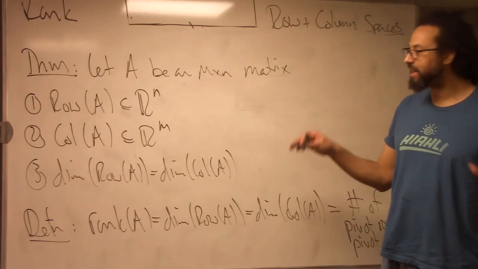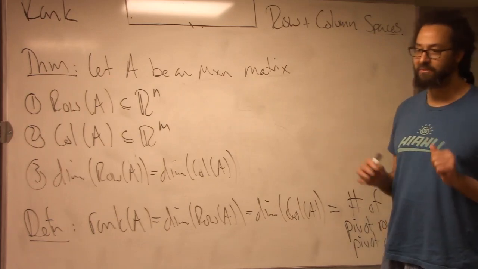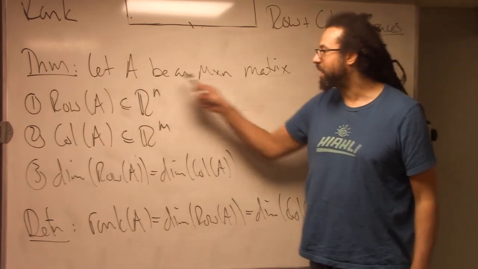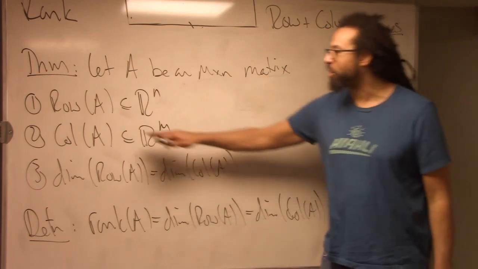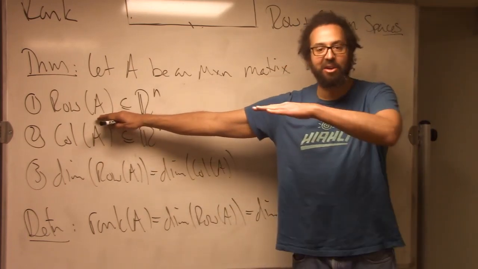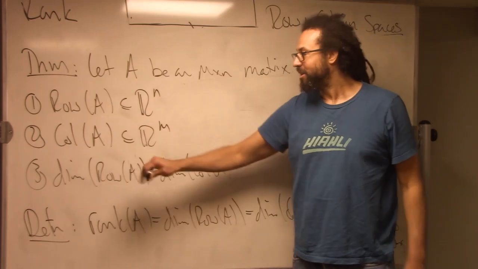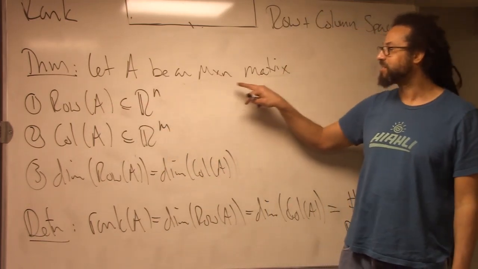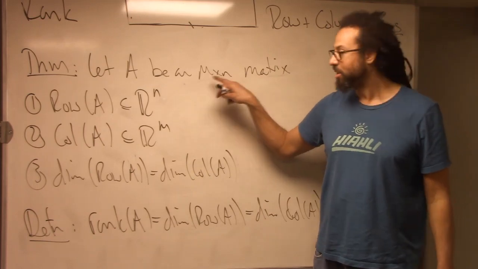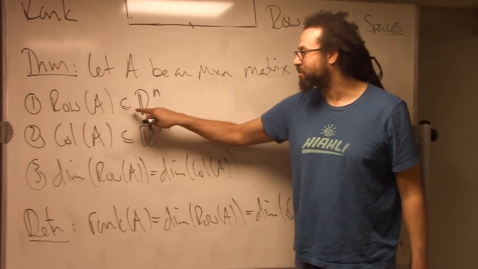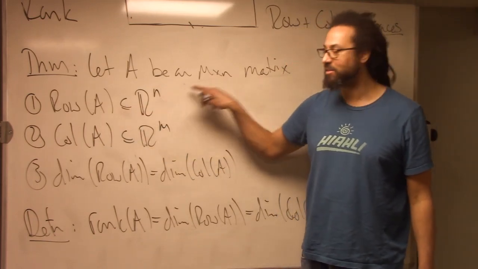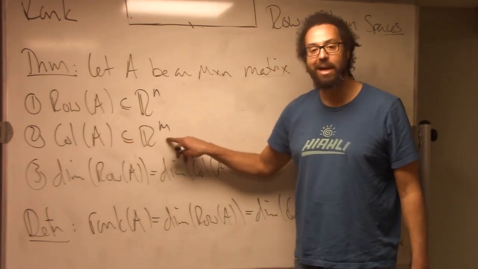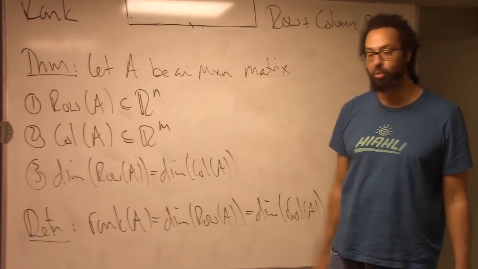All right, let's tie together all of the stuff that we've seen from these previous examples. So let A be an m by n matrix. The row space of A is the span of all of the row vectors. So those row vectors live in Rn. And remember, n is the number of columns. So the row space is a subspace of Rn, where n is the number of columns. The column space is a subspace of Rm, where m is the number of rows.